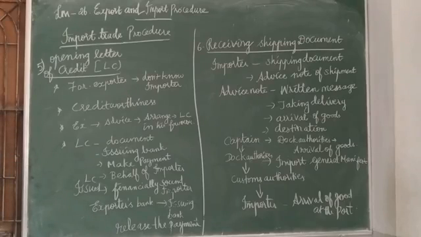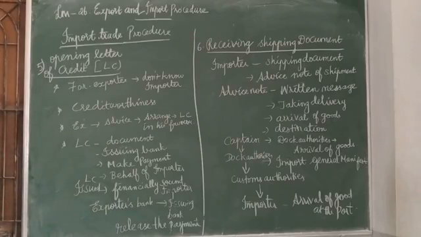Letter of credit means what? It is a document under which the issuing bank undertakes to make the payment on behalf of the importer, to the order of the importer, in exchange for specific documents from the exporter's bank. The letter of credit is issued only for a financially sound importer.